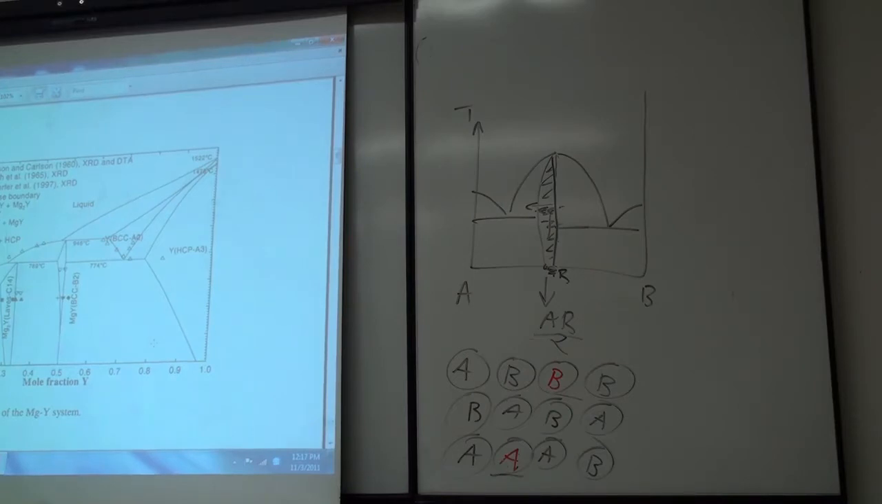These two kinds of defects are called the majority defects. There's another way, there are other ways that you can have deviation from stoichiometry.